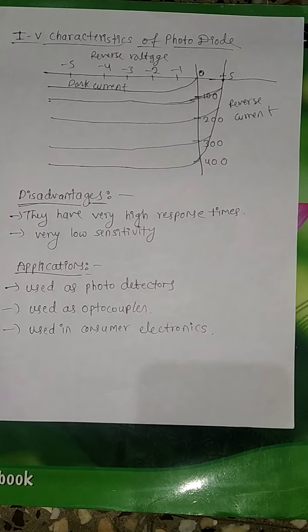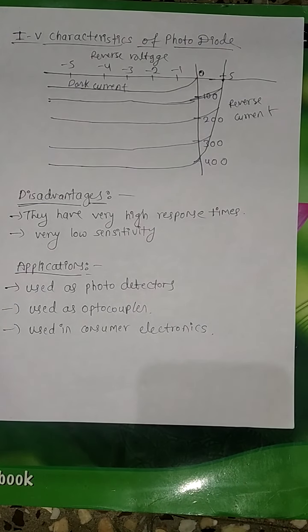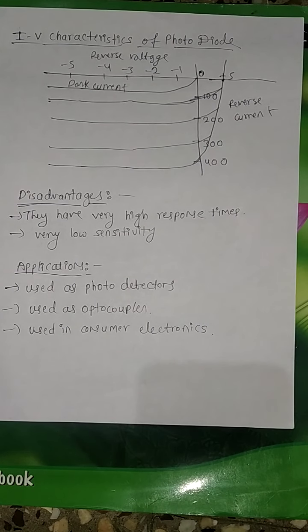Then next one is applications. Applications means where we are going to use these photodiodes. So first, it is used as photo detectors. Photo detection is nothing but detection of light. See, somewhere light will be moving. If you want to detect that light, there we use a photodiode. In photo detectors, the photodiode will be used. So what is a photo detector? Detecting the light energy. Detecting light is called a photo detector.